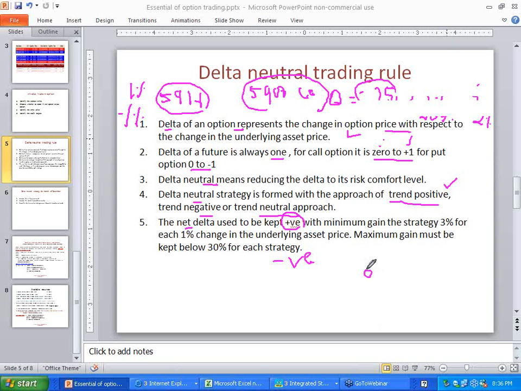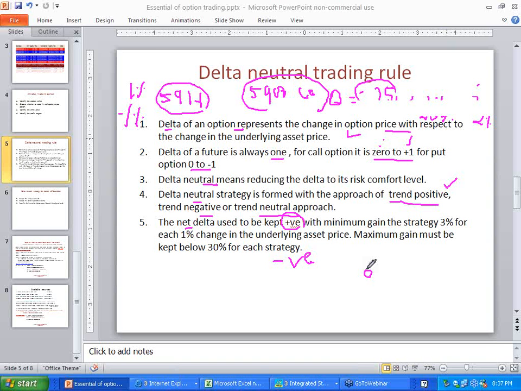For net delta, we will be buying specific options and selling some specific options. By this process, we will derive a net delta. That net delta should be positive if the trend is positive. If the trend is negative, the net delta should be negative. In a trend neutral approach, this net delta should be near zero.